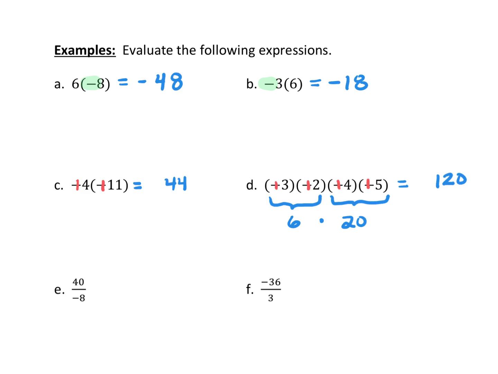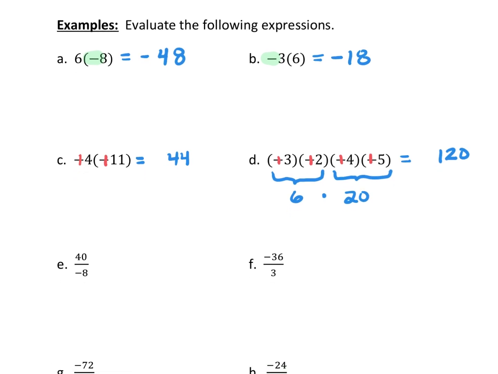Now, one thing to note, which we'll see later on when we get into exponents, is if you have an even number of negatives, your answer will be positive. And if you have an odd number of negatives, your answer will be negative. That's kind of an extension of the rules listed above. All right, let's look at some division problems now.